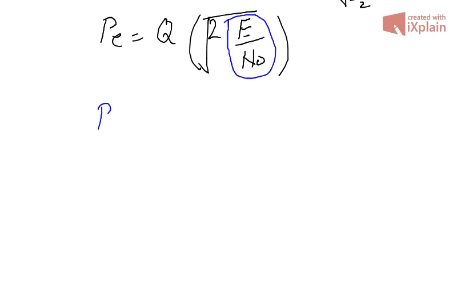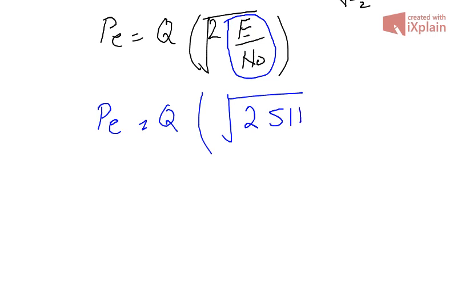This term E over N naught is the signal to noise ratio. So your probability of error is actually Q of the square root of 2 times SNR. E is the energy of the signal. N naught is the noise power spectral density, which is in other words the energy of the noise. So signal to noise ratio is signal energy over noise power.